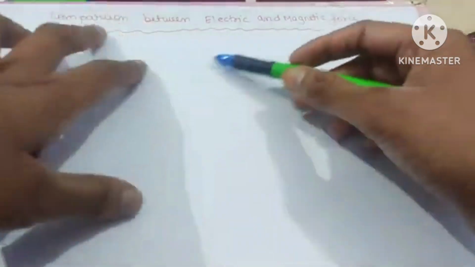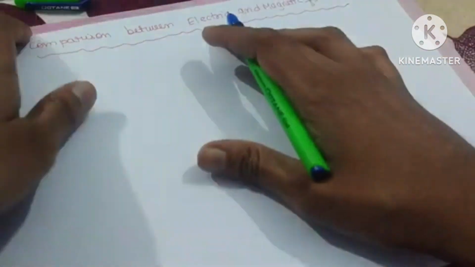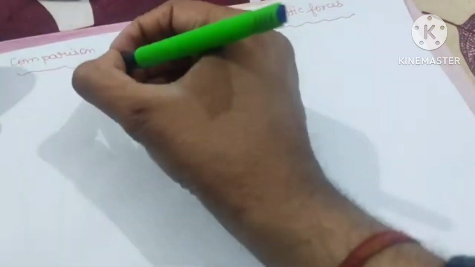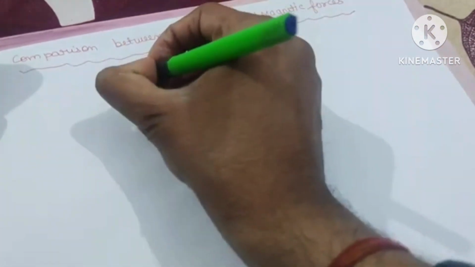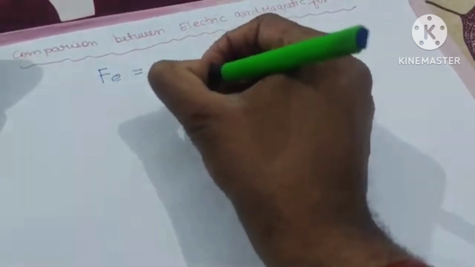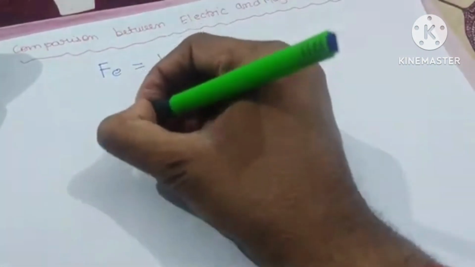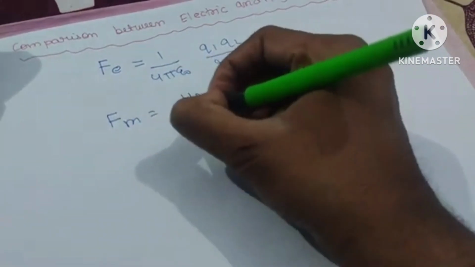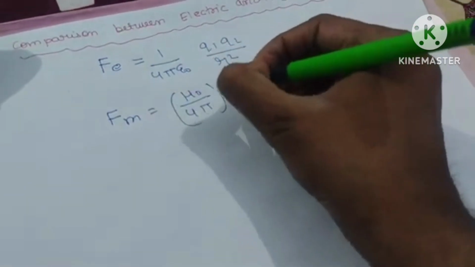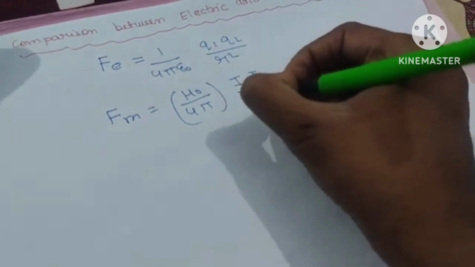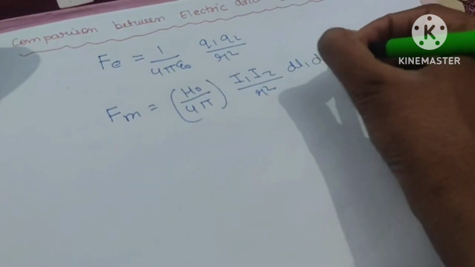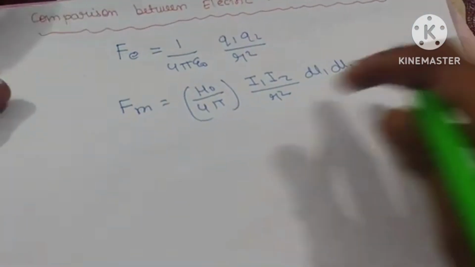Hello friends, today we'll compare the electric and magnetic forces together. So here we go. We know the electrostatic force, which is 1 by 4 pi epsilon naught q1 q2 by r square. But here we know the magnetic force is mu0 by 4 pi I1 I2 by r square, and here is dl1 dl2. Okay, this is the magnetic force.